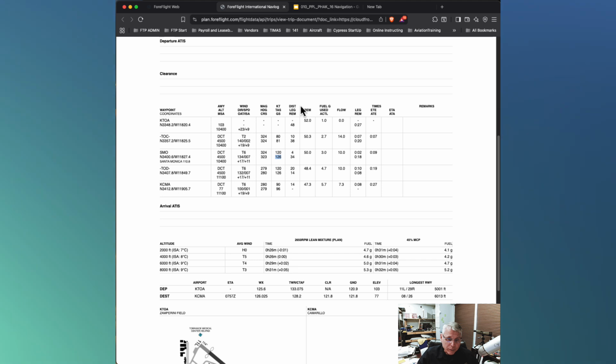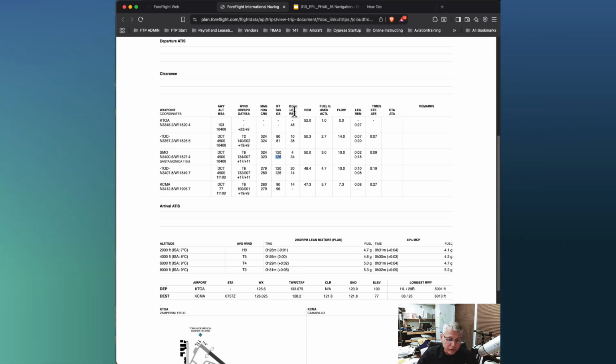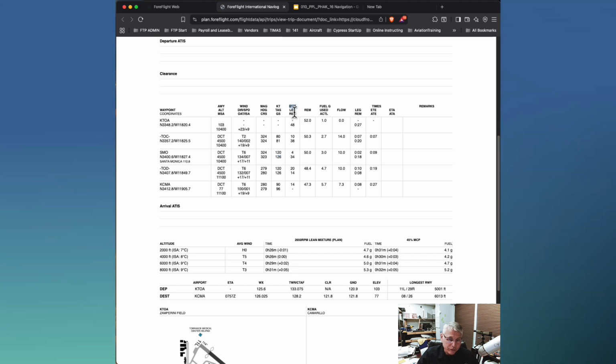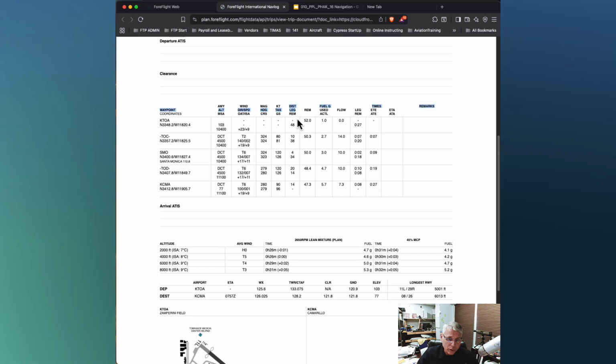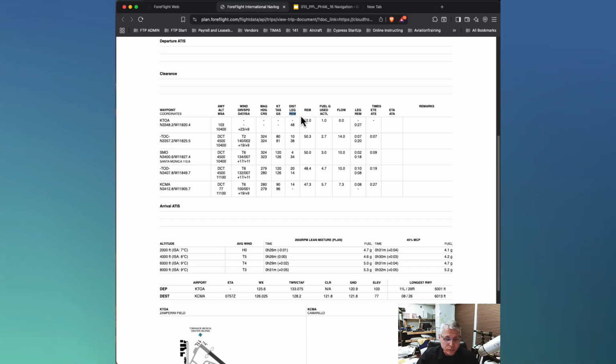Okay. Then the next one is distances. So the way ForeFlight does this in many nav logs, what is this leg, and then how much do we have remaining? Remaining becomes really important when we start worrying about fuel burn. Let's say we had unusually strong winds or something like that. That's when we really need to be paying attention to the big question: can I get to my destination with the fuel I have in the tank? All right, so let's look at this.